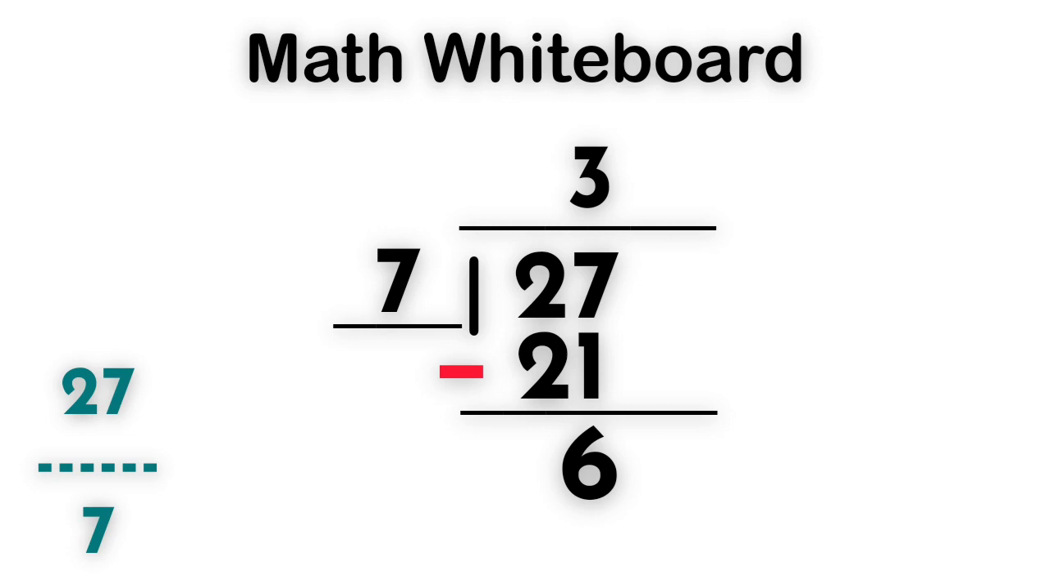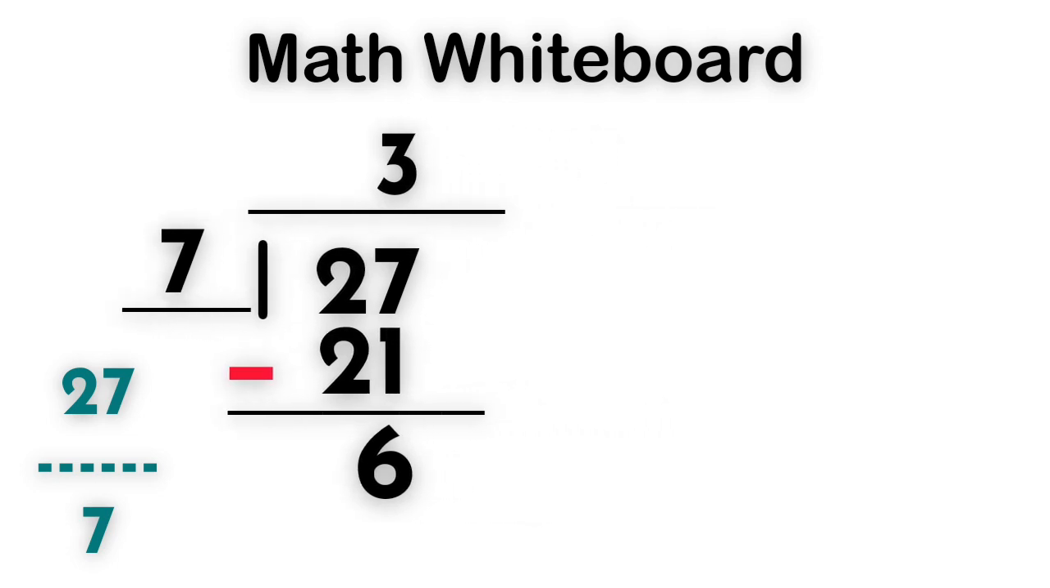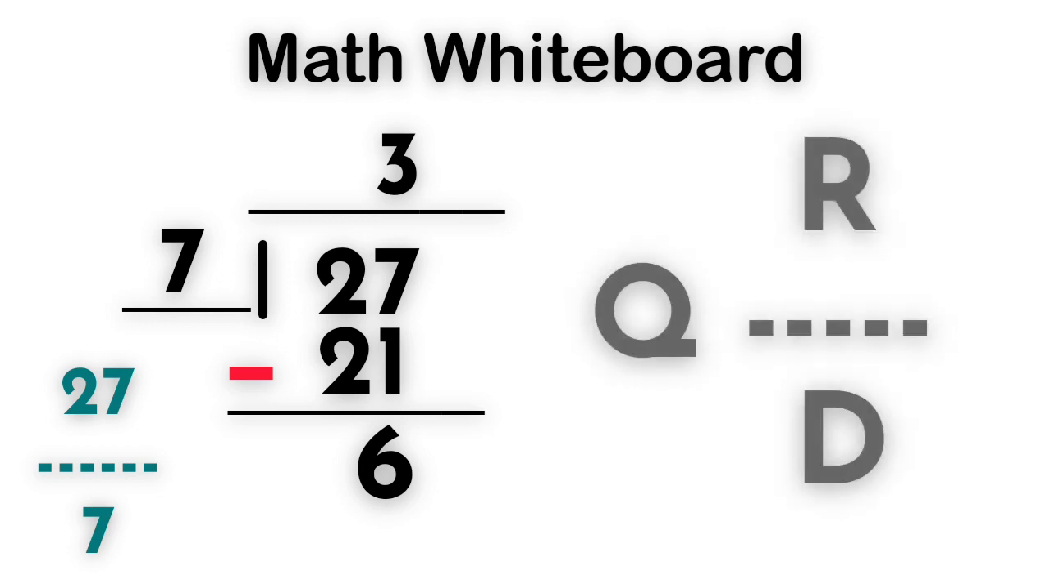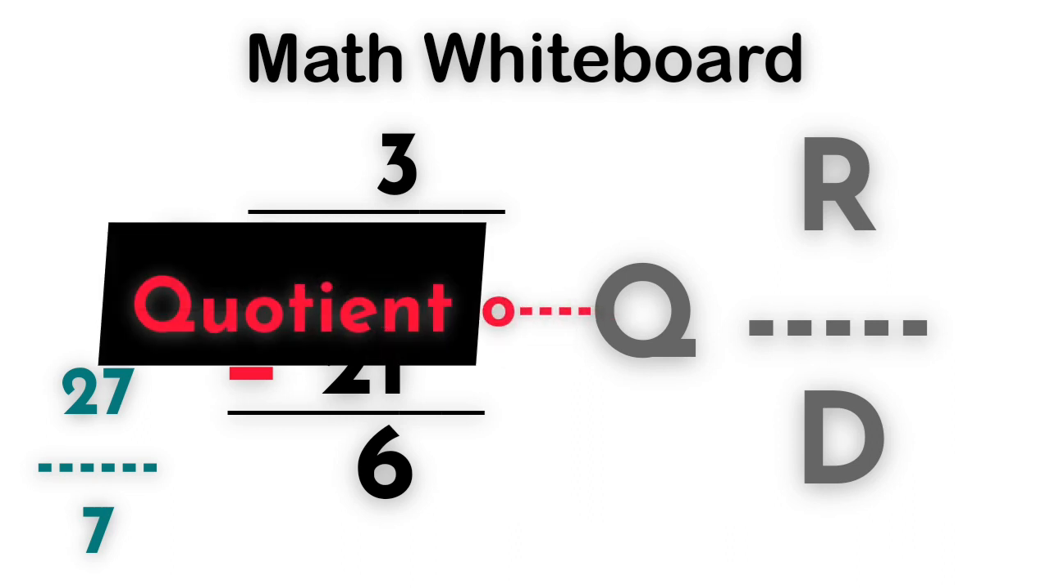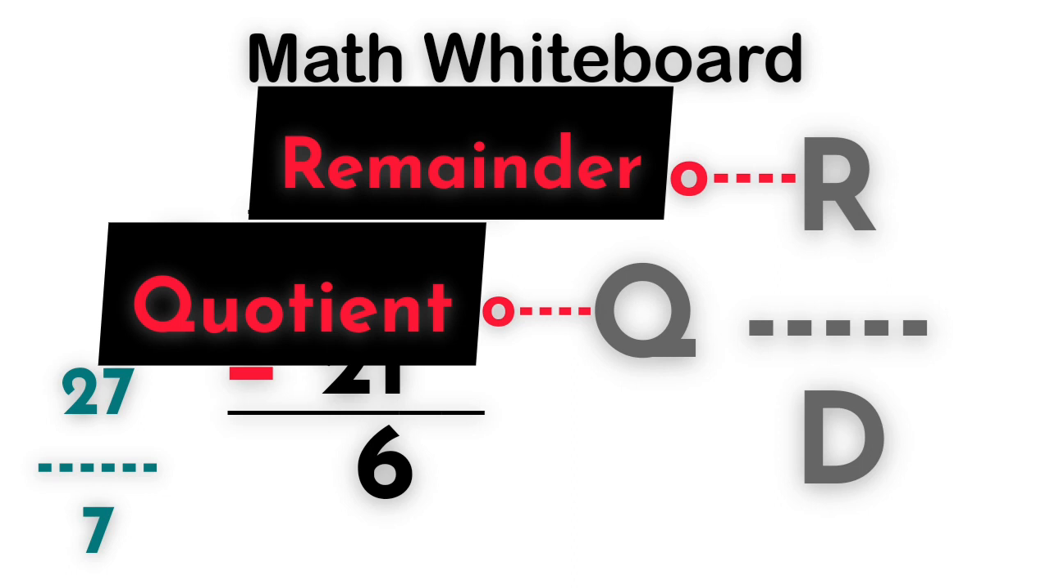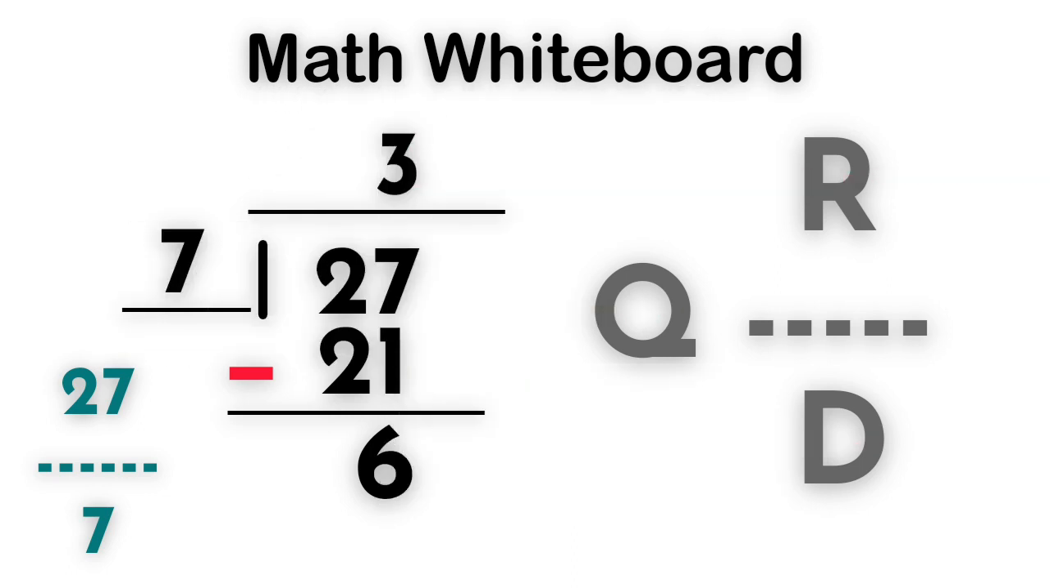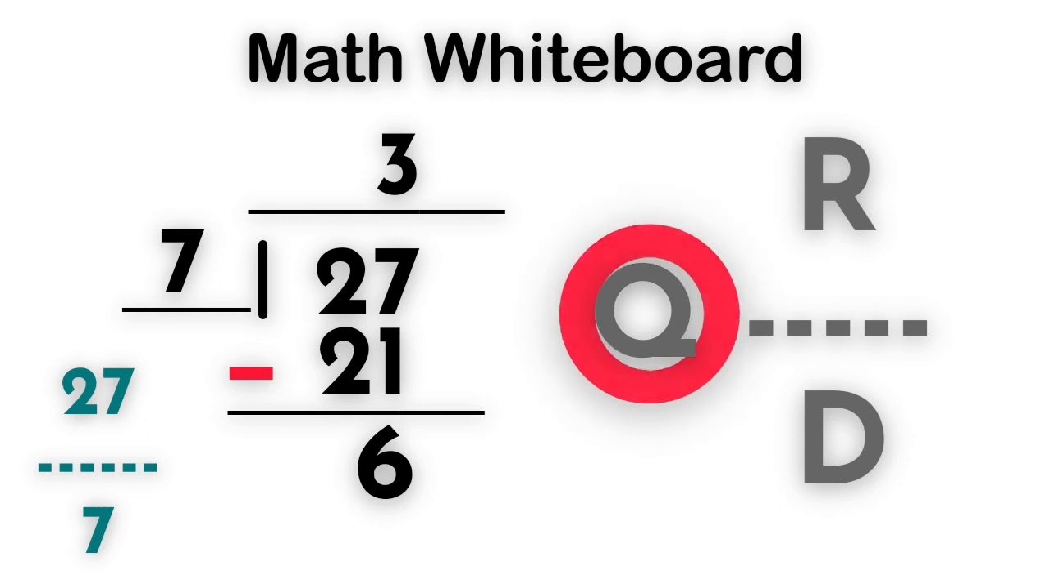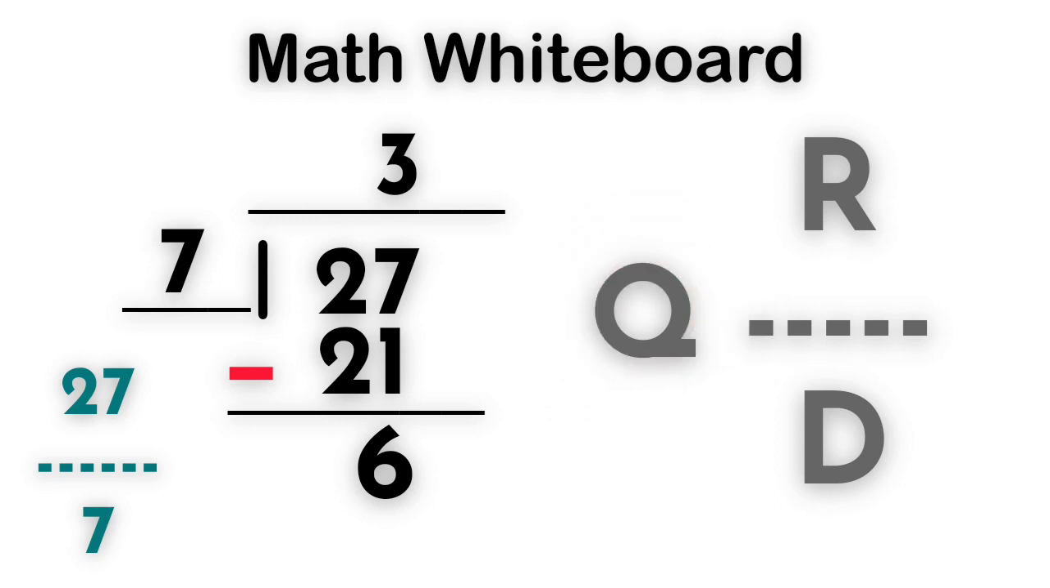So let's start. The formula is this: Q R by D. Over here Q is your quotient, R is your remainder, and D is your divisor. So let's just figure this out. Q is your whole number, the quotient is your whole number. So in this division, which is your quotient? Here you go. This 3 is your quotient. So we have to take 3 as your whole number.